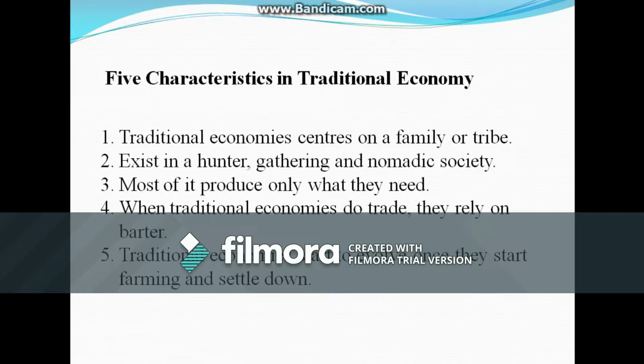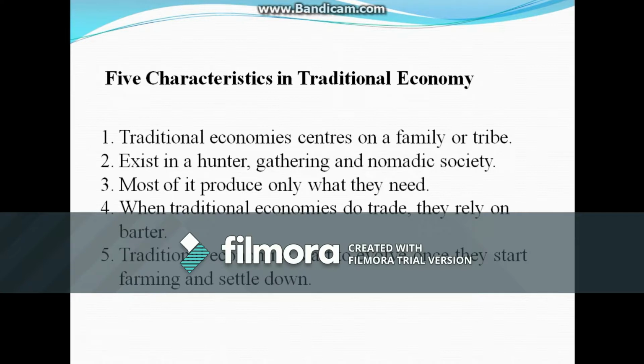Second, a traditional economy exists in a hunter-gatherer and nomadic society. These societies cover vast areas to find enough food to support them. They follow the herds of animals that sustain them, migrating with the seasons. These hunter-gatherers usually compete with other groups for scarce natural resources. There is little need for trade since they all consume and produce the same things.